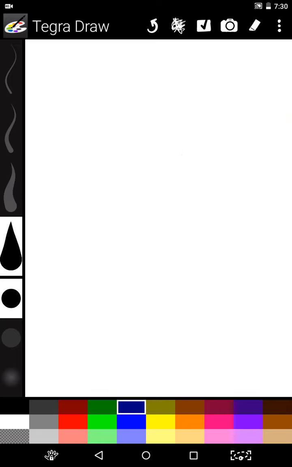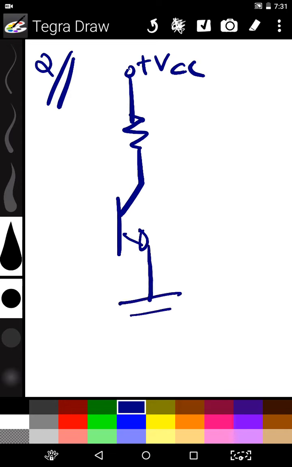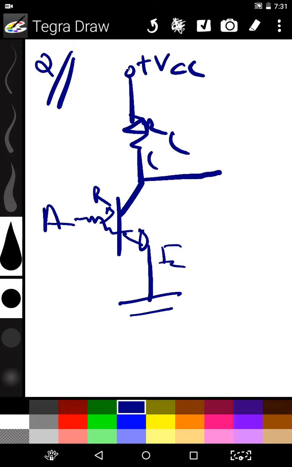Now we will discuss a question on this using a NOT gate. This is a GATE question. This is an NPN transistor. This is the collector, this is the emitter, and this is the base. This is the input applied to the base terminal. This is RB, this is RC. Here we have taken the output.